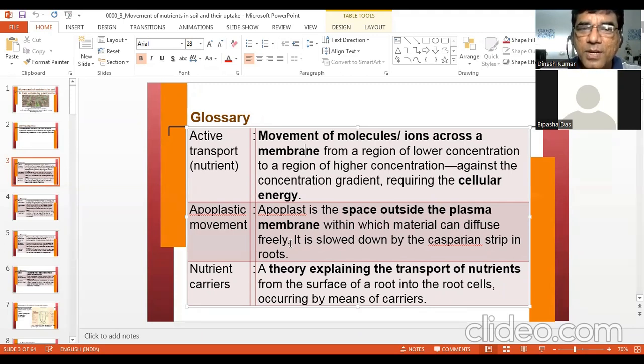Then there are certain nutrient carriers which take the nutrients from one place to another, from one cell to another cell. So some people explain the transport of nutrients within the plant cells or within the roots through nutrient carriers. A theory explaining the transport of nutrients from the surface of the root into the root cells occurs by means of carriers. These carriers may be organic materials, proteins, enzymes, something like that, that carry the nutrient.